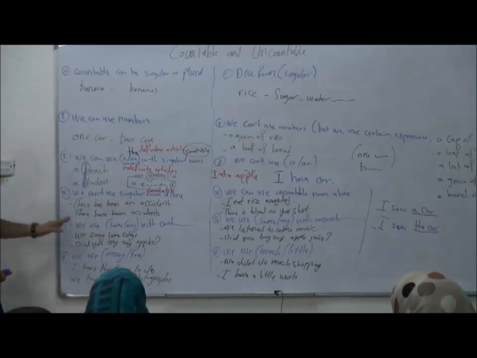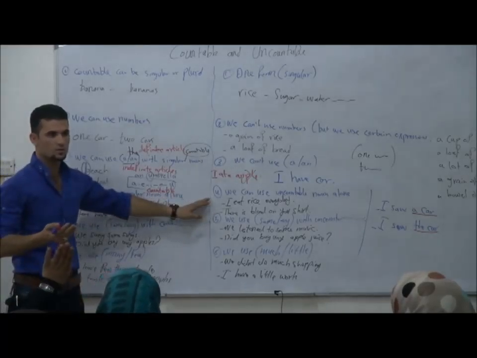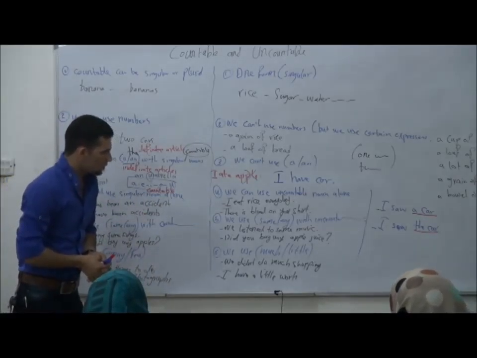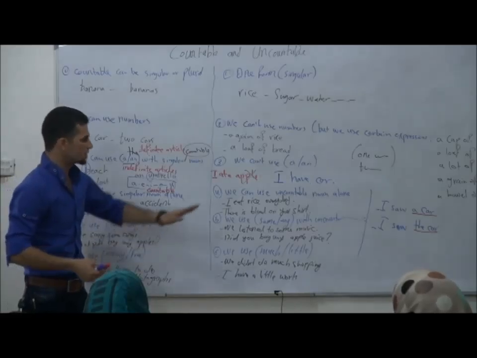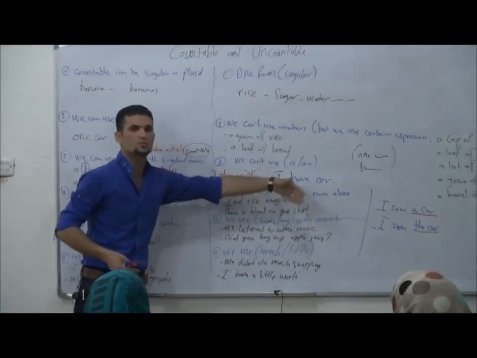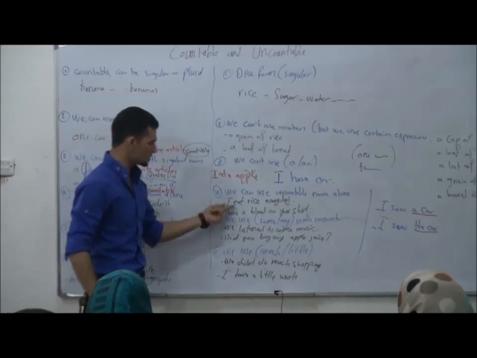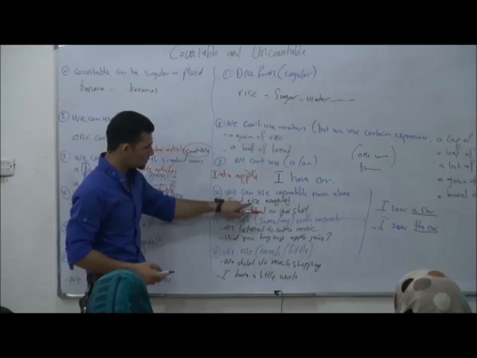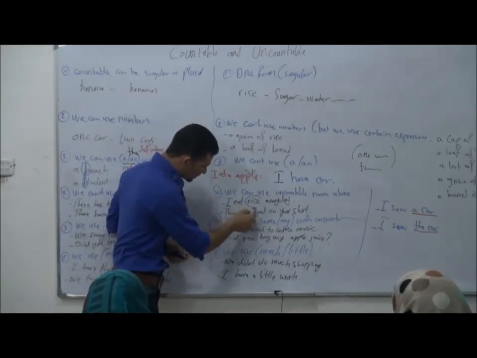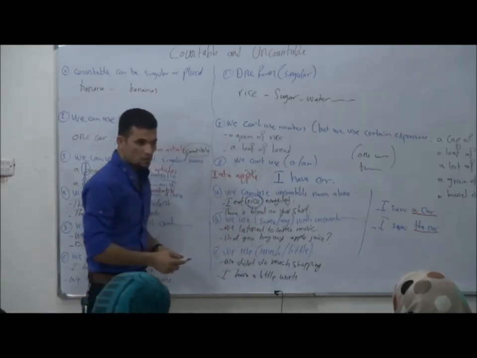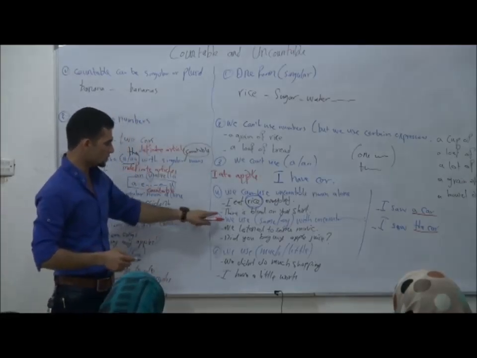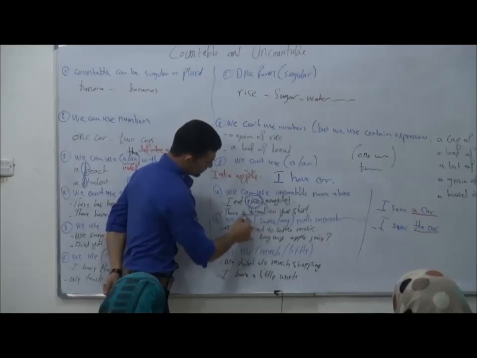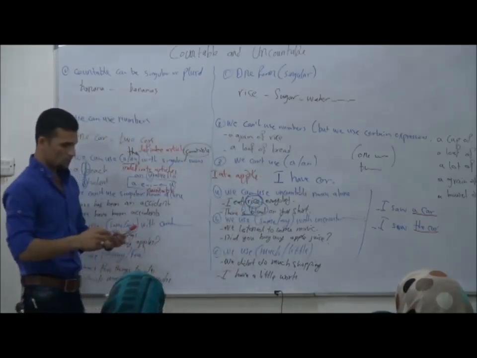Okay. Yes. Look, we can use countable and uncountable nouns. With uncountable nouns, it is acceptable. It is possible to use them alone. For example, look: I eat rice. This is an uncountable noun. It is used alone. It is acceptable. It is right. Number two, there is blood on your shirt. Blood is uncountable. It is used alone, without any article.